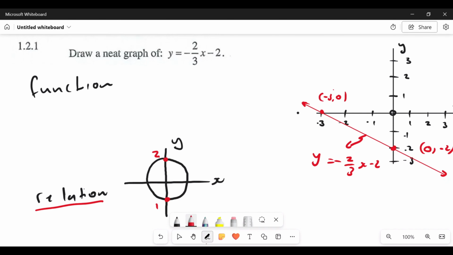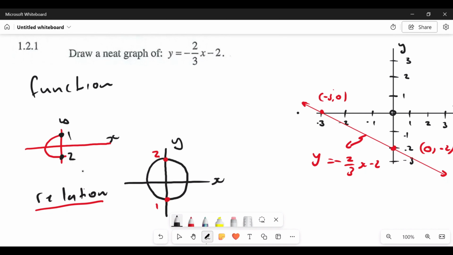Another graph like that, which is a relation, could be a semicircle like this one. It's going to cut at this point here and also at that point. As you can see, it cuts the y-axis twice. So this means this is a relation. I hope you guys are able to see this.